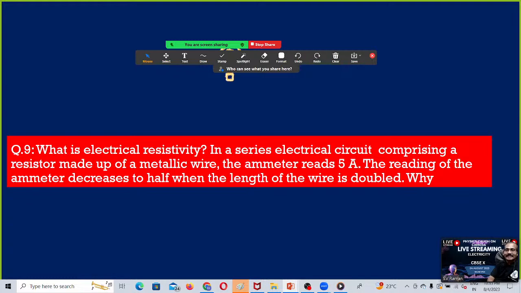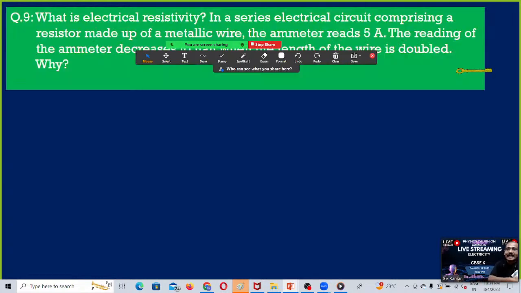Next, what is electrical resistivity? In a series electrical circuit comprising a resistor made up of a metallic wire, the ammeter reads 5 amperes. The reading of the ammeter decreases when the length of the wire is doubled. Why? This question was asked by CBSE in one of the years. So how to write this answer? What is electrical resistivity? Resistivity, generally the symbol rho, is what we remember. So R is equal to rho into L by A. The resistivity rho is equal to RA by L.